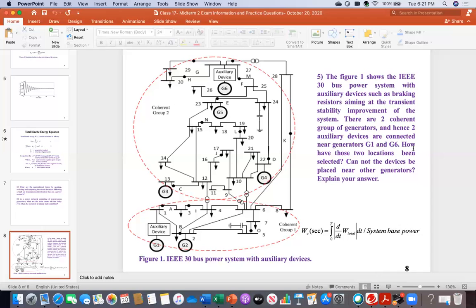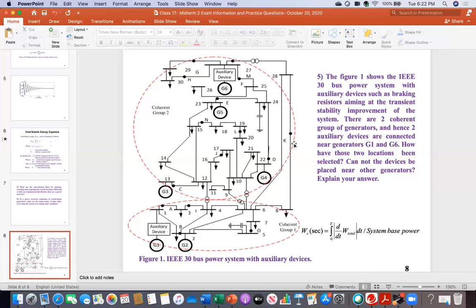So the question is, how have those two locations been selected? We have to put one here and one nearby. Cannot the devices be placed near other generators? What is wrong if I place it near generator G2? Because I am saying that this is a coherent group, this means all four generators behave almost equally. So what's wrong if I put this here, or here, or here? That's the question.